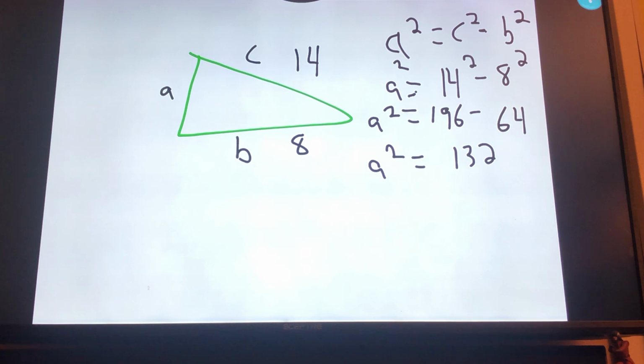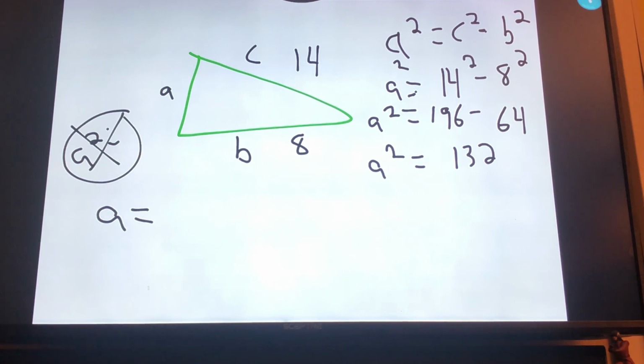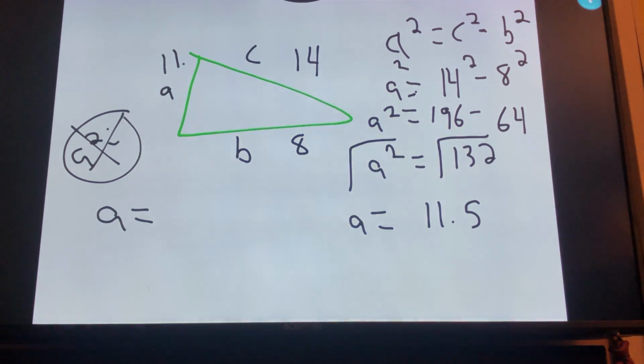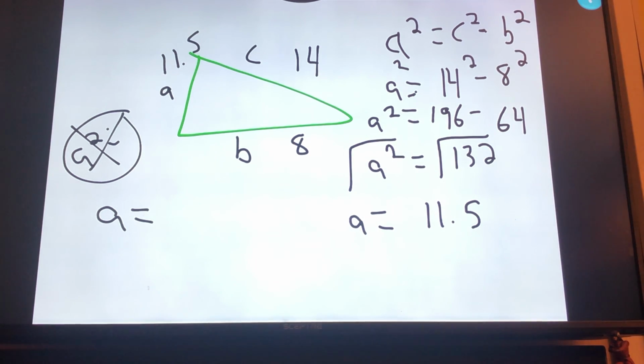I can't leave this as a square because I need just A equals, not A squared equals. So I have to take the square root of this, and I have to take the square root of that. So that gives me A equals, and does 132 have a perfect square if you put it in your calculator? No. So you actually get the square root equals 11.5. So we know now side A equals 11.5.